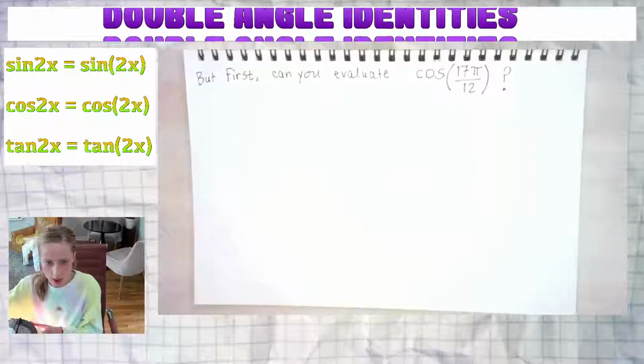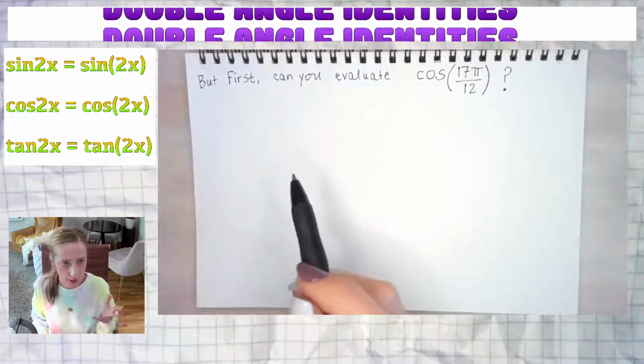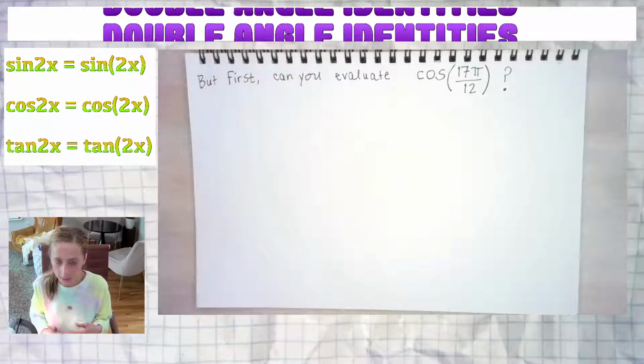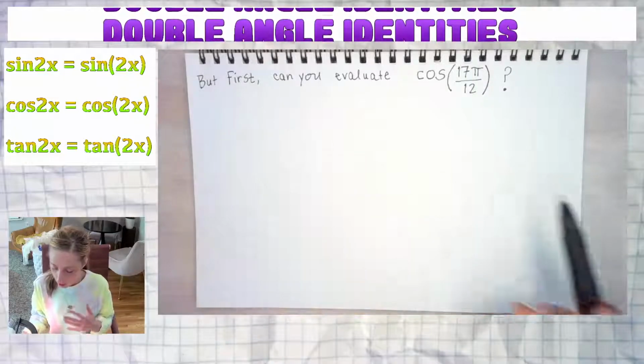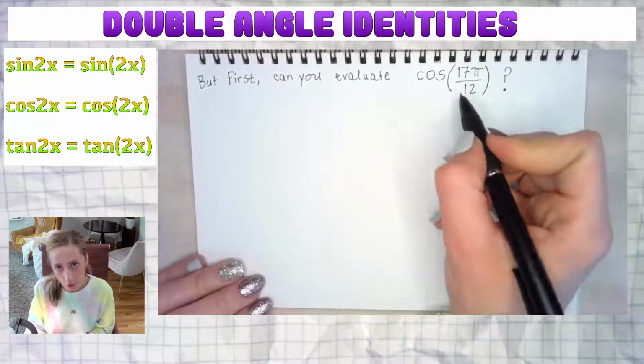All right, so in this recording, we are beginning our unit or lesson section on the double angle identities. But first, we want to make sure, can you evaluate the cosine of 17 pi over 12?